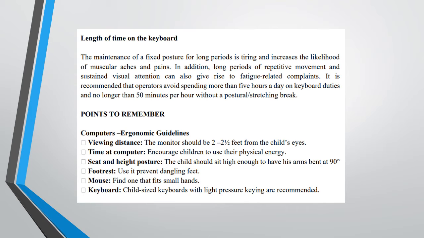Points to remember. Computer ergonomic guidelines. Viewing distance: the monitor should be 2 to 2.5 feet from the child's eyes. Time at computer: encourage children to use their physical energy. Seat height and posture: the child should sit high enough to have the arm bent at 90 degrees. Footrest: use it to prevent dangling feet. Mouse: find one that fits small hands. Keyboard: a child-size keyboard with light pressure keying is recommended.